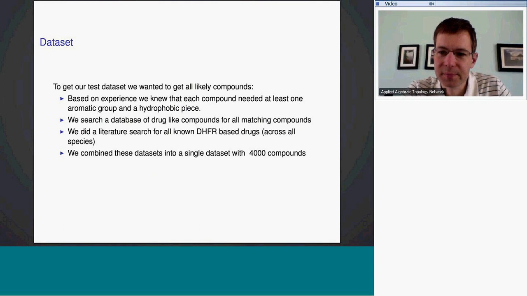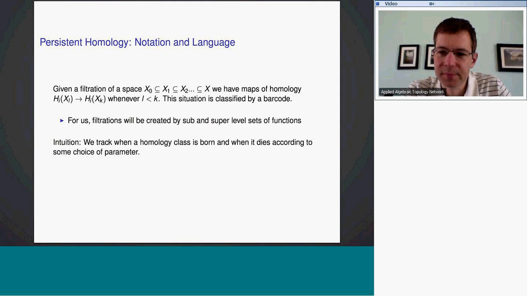The actual data set that we're going to use is based on an online database of drug-like compounds, doing a big coarse-grained sorting on it. So we're going to only take those compounds that have one aromatic group and one hydrophobic piece. And we're going to augment this database with a literature search of all known DHFR-based drugs across all different species, so human, E. coli, pneumonia, and so on, and we're going to combine these into a single data set with about 4,000 compounds. We're going to make these topological invariants to associate with these compounds.